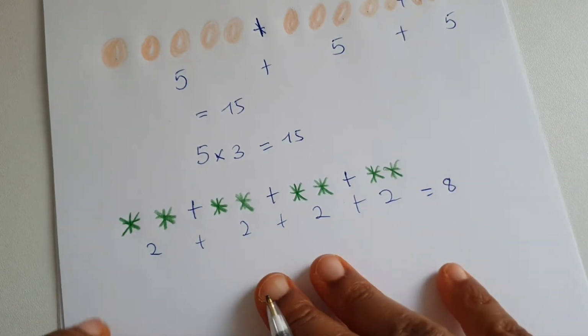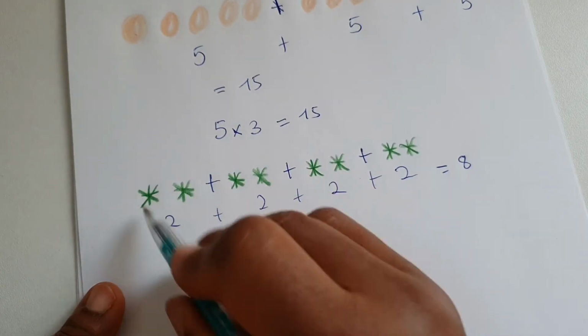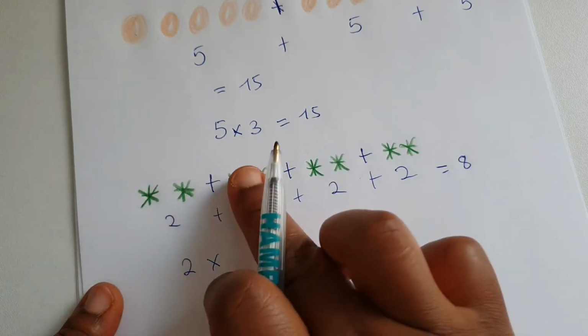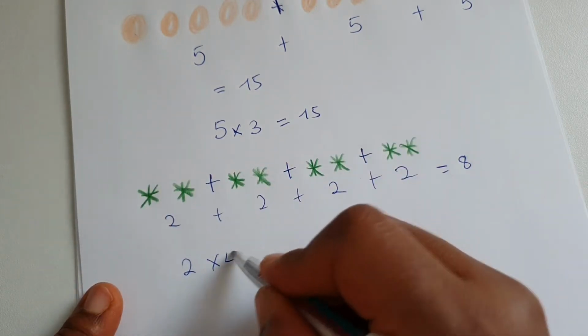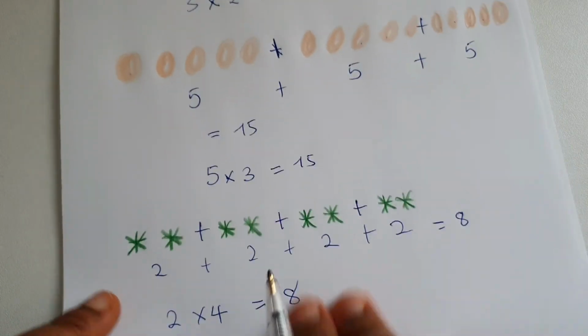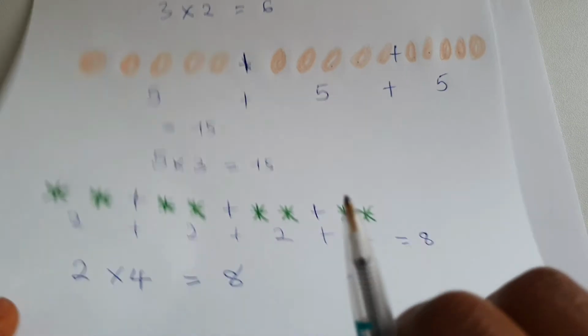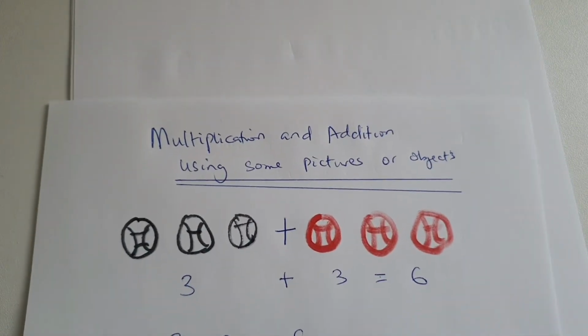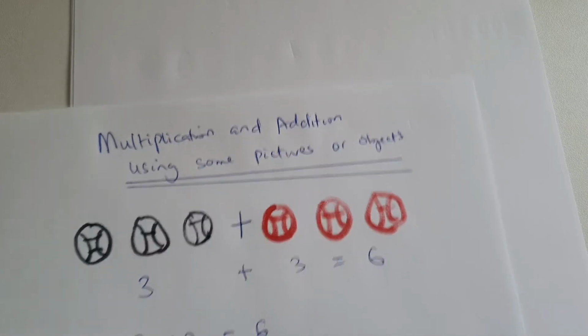So in other words, you can actually say these 2 times 4 groups, 1 2 3 4, 2 times 4 will also give me 8. Okay, I hope you understand that. So that is multiplication and addition using some pictures or objects.